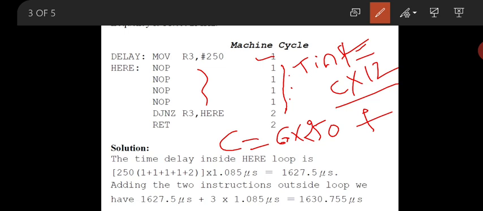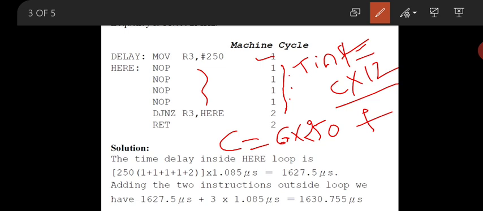Understood? Previously there was only DJNZ. Between DJNZ, there is NOP, which takes 4 machine cycles, and DJNZ takes 2. Total will be 6 into 250. Only this will be consuming 6 into 250 cycles. The next will be one more machine cycle.